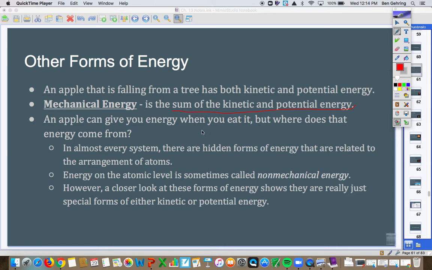In all of this, we have different forms of energy that are related to the arrangement of atoms. At the atomic level, we call these non-mechanical because they're things we can't see and use. But they are really just various special forms of either kinetic or potential energy. And we're going to talk about that here.